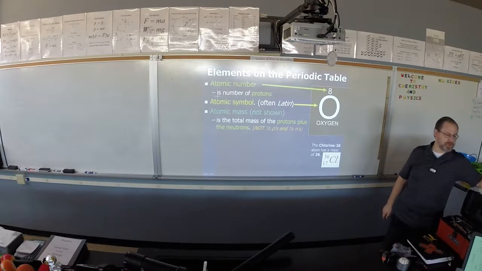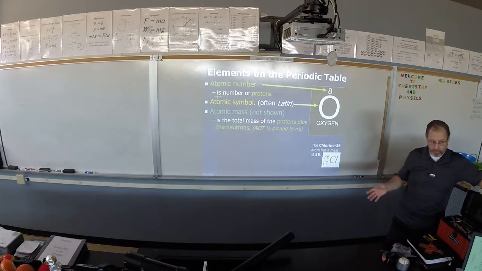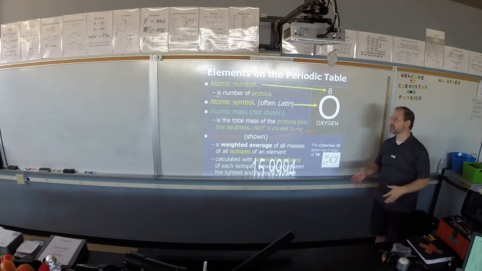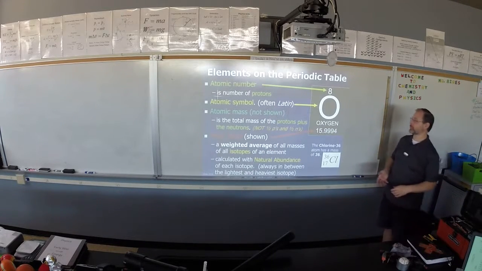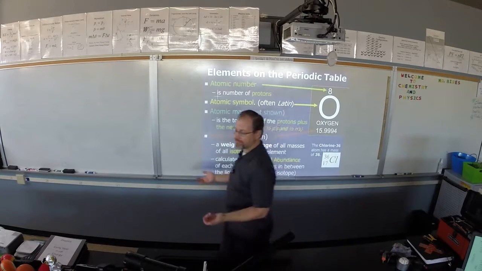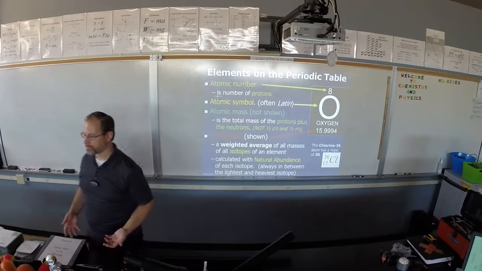But the reason we don't show atomic mass, we show molar mass, is because every element has isotopes. And what we want to show is the average of all those isotopes. So molar mass is the average of all the isotopes we're going to dig up.